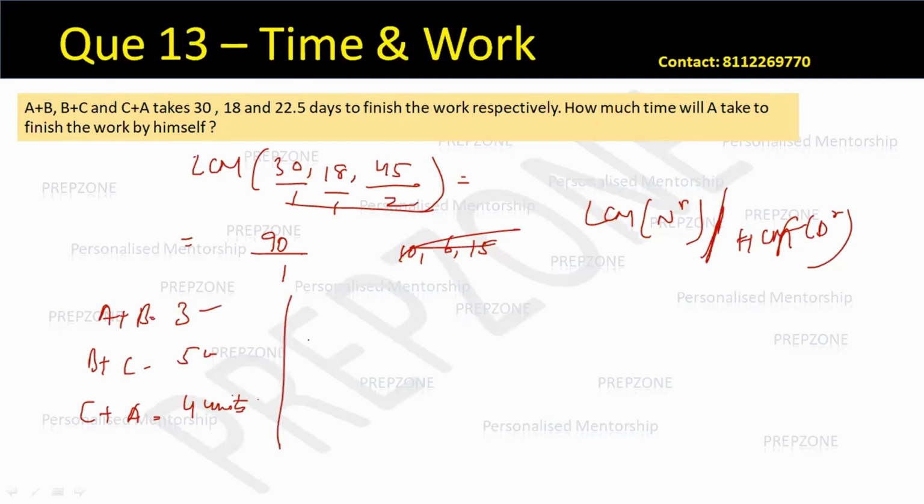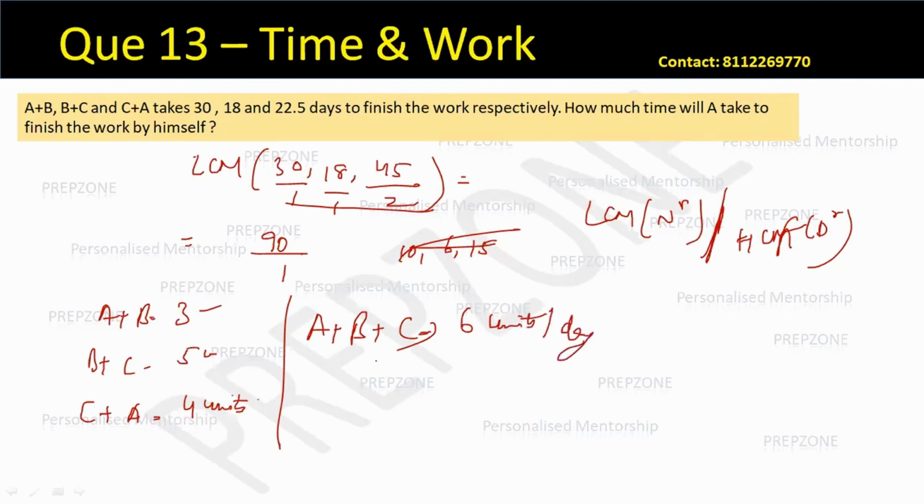So if I have to calculate A, B, and C, I will just add all of these and calculate A plus B plus C's speed. So if you add all of these, B will come twice, A will come twice, C will come twice. So this is 5 plus 4 plus 3, which is 12 units. So A plus B plus C's speed is 12 by 2, 6 units per day. Why have I divided by 2? Because 2 extra comes here when you add them.